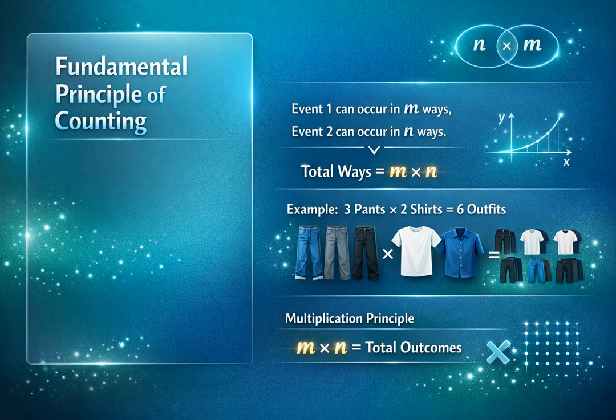The fundamental principle of counting is simple but powerful. If one event can occur in m ways and another event can occur in n ways, then both events together can occur in m times n ways. For example, if you have 3 pants and 2 shirts, you can create 3 times 2 equals 6 different outfits. This is also called the multiplication principle.